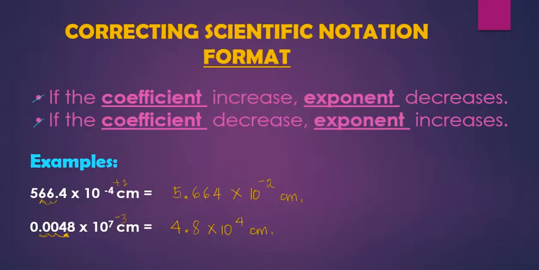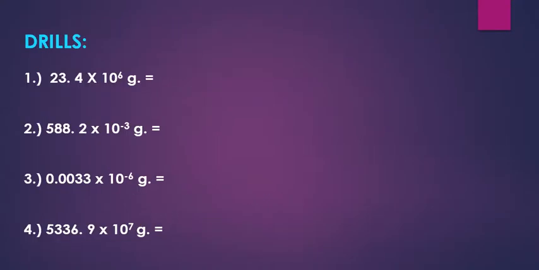All right. Let's see if we were able to get this. Let's do some drills. So you have 23.4 times 10 to the 6. Now this is not correct, so let's move this over here. So that should be 2.34 times 10. What happened to the coefficient when you move it over here? It decreases, therefore your exponent should increase by 1 because you only move one place. So that would now be a 7.